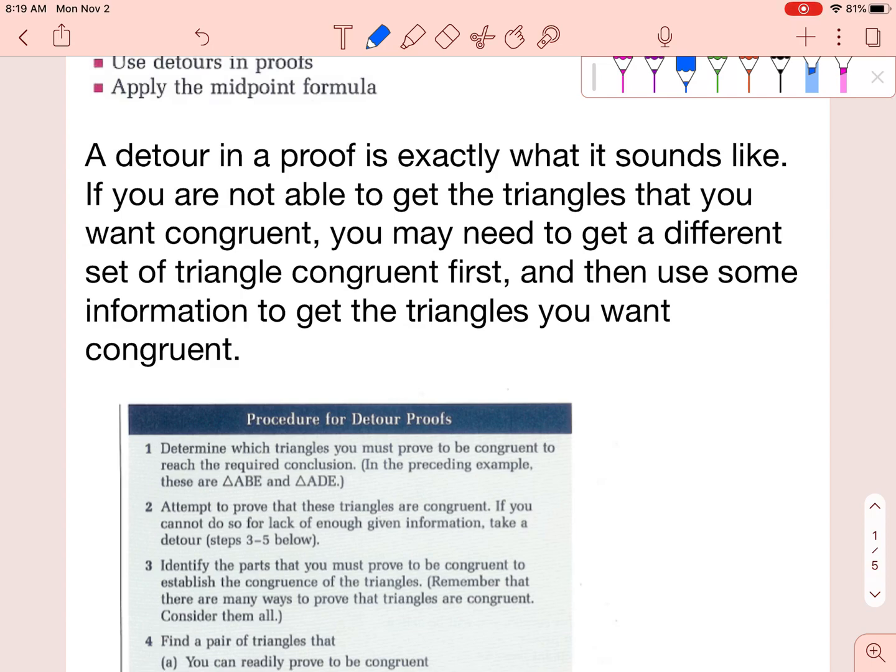So a detour in a proof is exactly like what it sounds like. It's like a detour when you're driving in driver's ed. Obviously, you can't go that way, so you have to make a different way, and when you do, you end up in the same spot. That's what we're going to do. We're going to try and get the pair of triangles we need congruent. And you know what? We might not be able to, and that's okay. If we can't, we're going to find another pair of triangles that we can get congruent, make those congruent to each other, and use some of that information to then prove the triangles that we originally wanted. So we're just going to take a little detour.